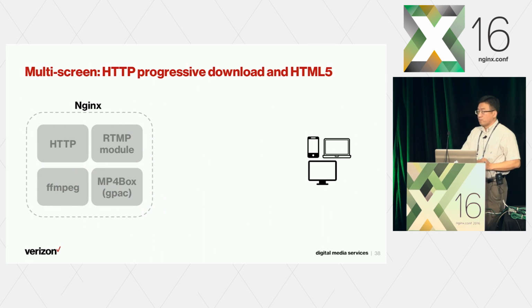Now we know how to do RTMP live and VOD and HTTP live and VOD. Then we can set up a streaming server using NGINX combined with FFmpeg, MP4Box, and the RTMP module, and some FastCGI scripts or some other methods to link the incoming request with FFmpeg and MP4Box. Then we are running a multi-purpose streaming server using NGINX.